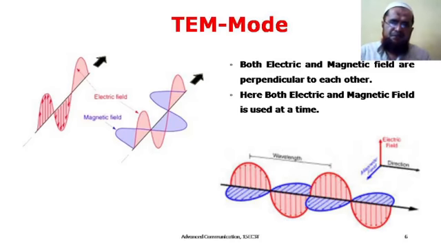So what are all the waves which are transmitted from the antenna? If we can see the waves, the waveforms are like this. Here you can easily observe. See, this is the direction of propagation, which is represented by the black line. The red line represents the electric field vector, the blue line represents the magnetic field vector. So this is how electromagnetic waves are propagated in free space. And always in TEM mode, all the three parameters, electric field, magnetic field, as well as the direction of propagation, are always perpendicular to each other. And in this case, both electric and magnetic field are used at the same time.